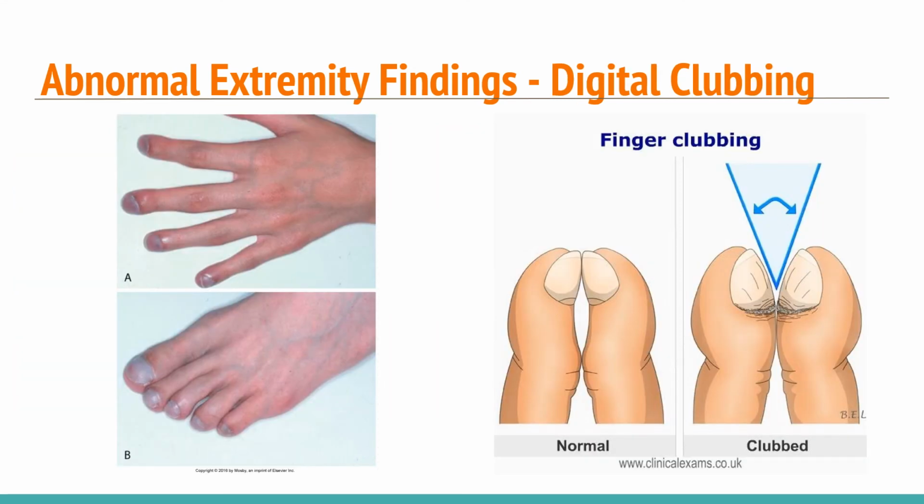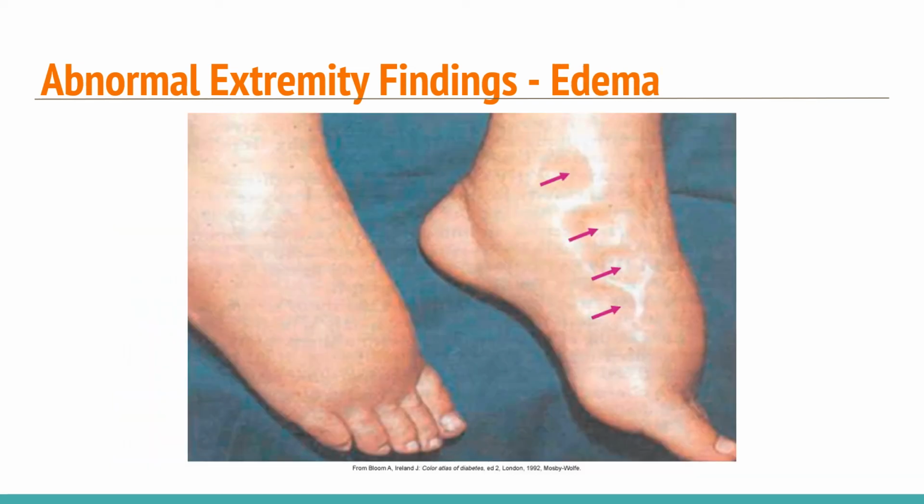All right, clubbing. That is something you might find. Digital clubbing, often present in CF patients, so chronic respiratory disorders. Sometimes it can be hereditary, and it doesn't have any tie with the cardiopulmonary disease. So it's generally a chronic condition that these patients have clubbed fingers, clubbed fingertips, and clubbed toes even.